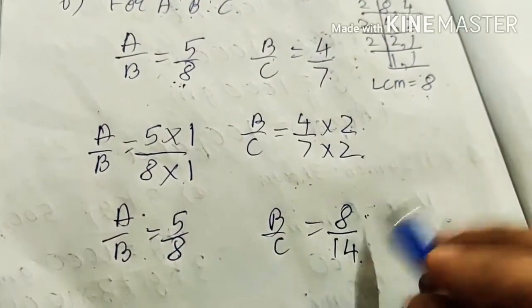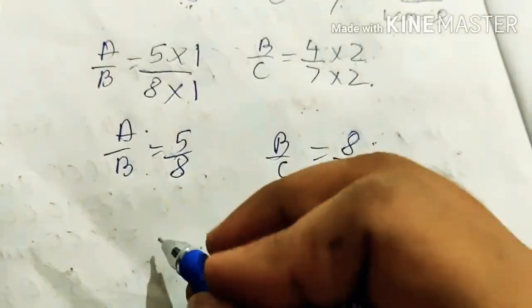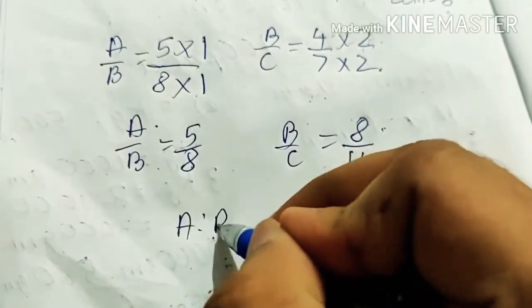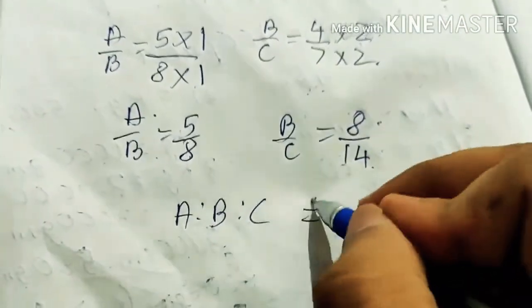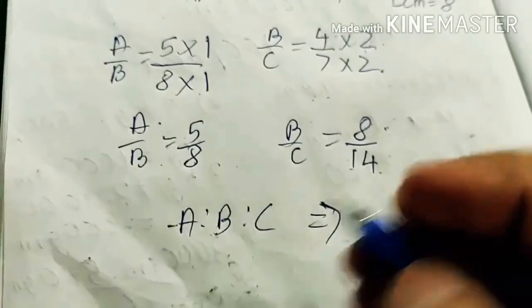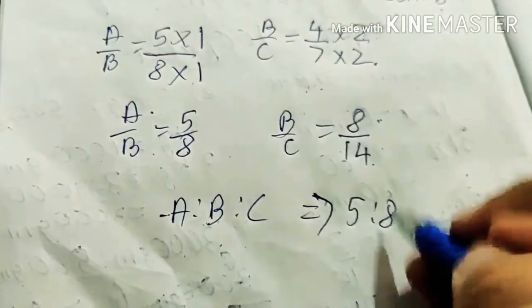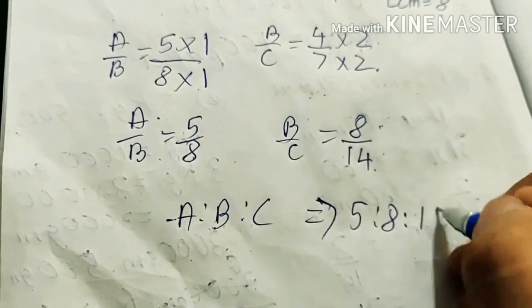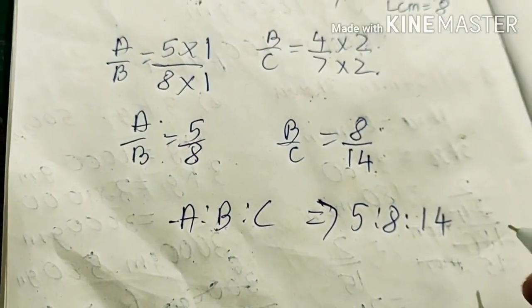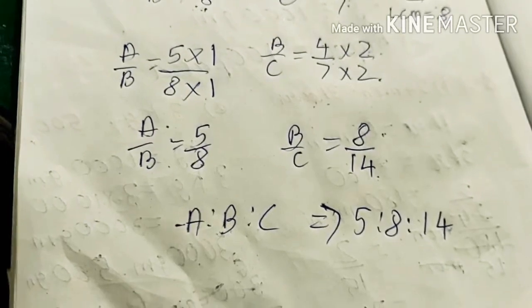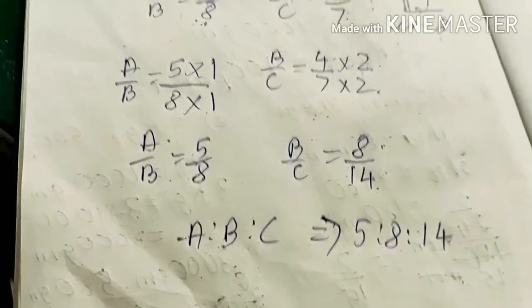If you see, it is 5, 8, 8 and 14. Here B is 8, here also B is 8. You can directly now compare it like A is to B is to C is, A is to B is 5 is to 8 and B is to C, B is 8 and C is 14. Okay, this is a very important question.